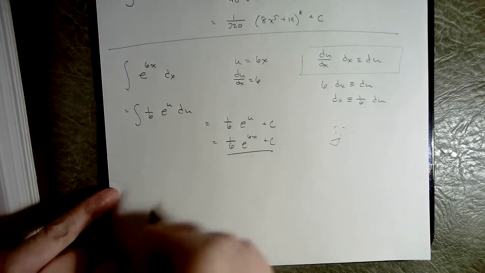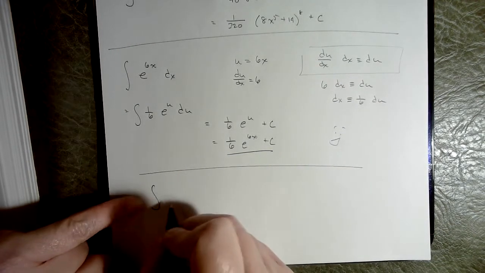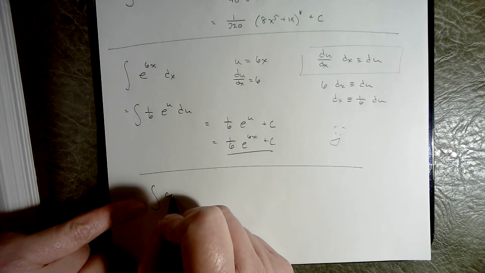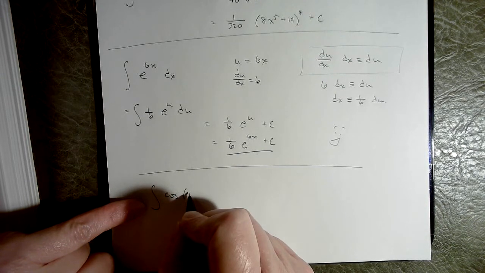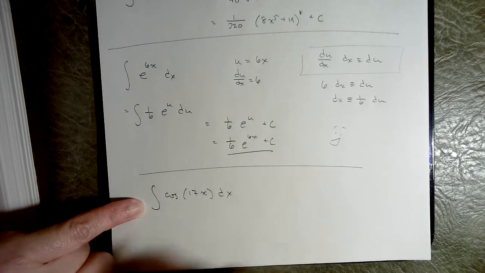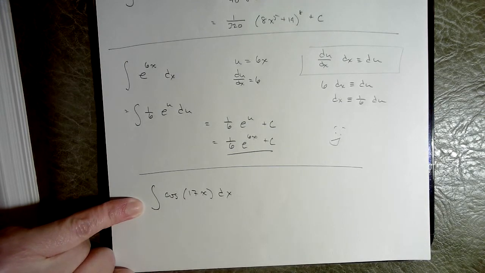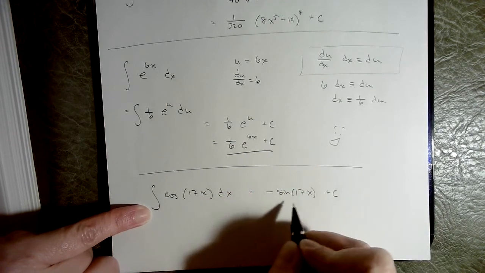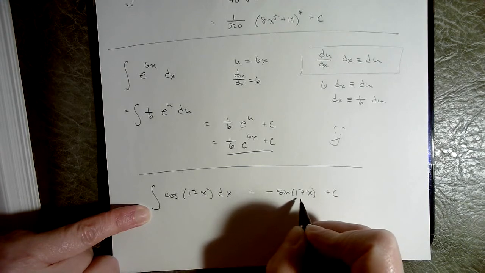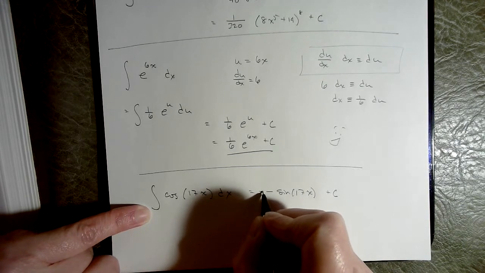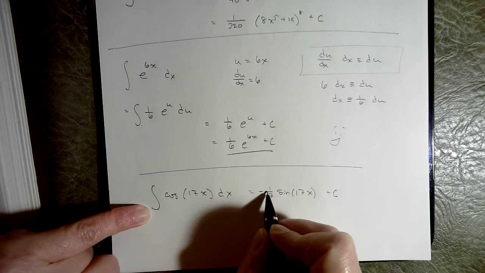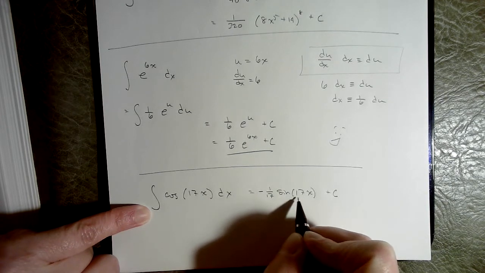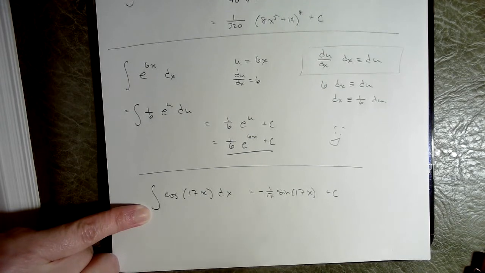So here's another one, similar style. If I'm integrating the cosine of 17x, why not? 17. Okay. Well, I know cosine integrates as minus sine, but I'm going to divide by that 17. So I'm going to have minus 1 over 17. Sorry, I co-opted my negative sign. A minus 1 over 17 sine of 17x. And that came because of that.